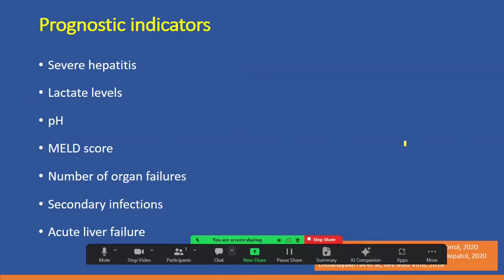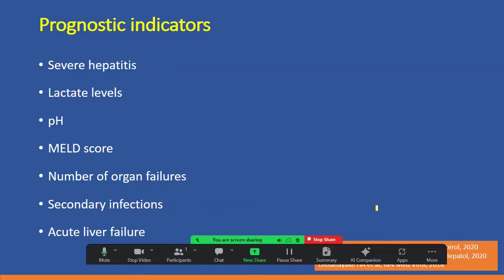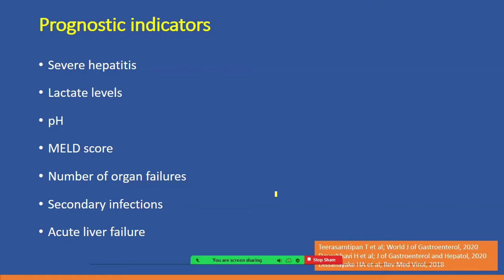So now coming to the prognostic indicators. There are various data and studies available on dengue fever and dengue hepatitis. After studying those articles, we have come to the conclusion that severe hepatitis, lactate levels at baseline, pH of the patient at baseline, MELD score, number of organ failures, presence of any secondary infections, and the development of acute liver failure are all portents of poor prognosis. So if any of these are present, we should be very careful in such patients, and they require urgent ICU care and meticulous treatment.